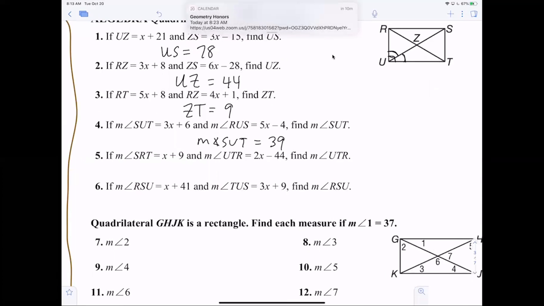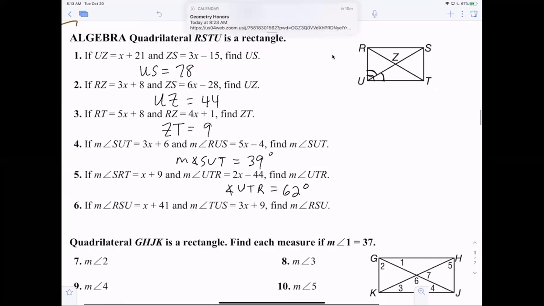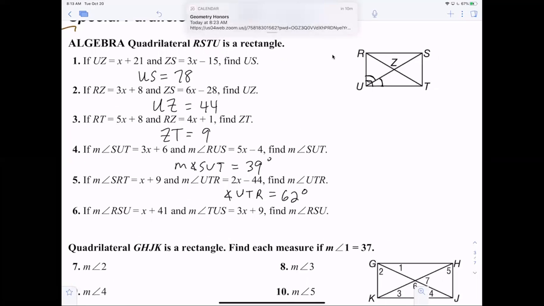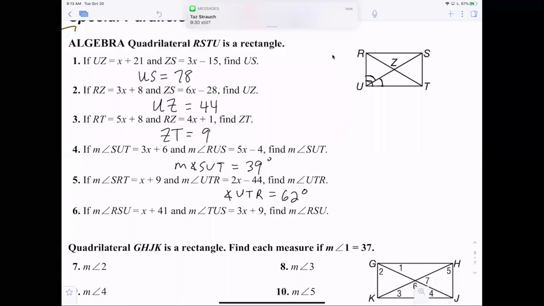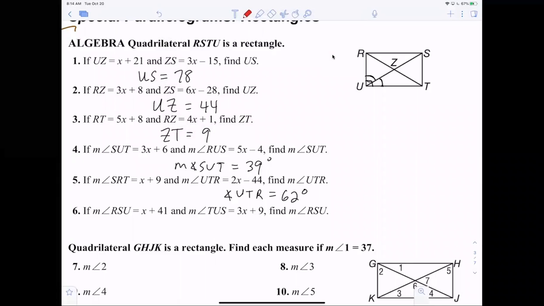All right, number 5. What do we have for angle UTR? 60? 62 degrees. Yes. Yeah, let's do that. Thank you, buddy. UTR. So let me find it. UTR right here. And then what else? SRT. Thank you. SRT. Now those two are what? Equal. You with me? Everybody good on that? Any questions now?